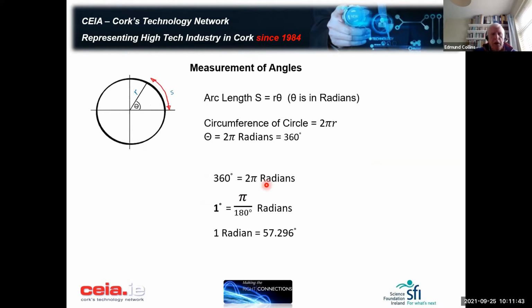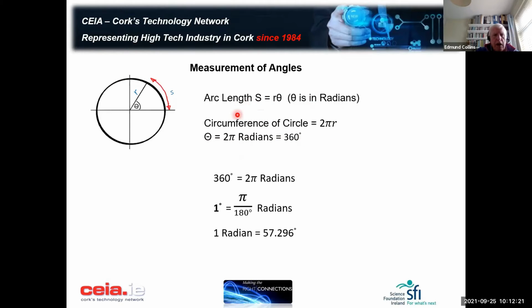So measurement of an angle. The arc length here, s, is r theta on this circle. But in this case, it's important that theta is in radians. You need to be very careful as well using calculators during the exam that the setting's correct. In some questions, the angles will be in degrees and your answer will be in degrees. In other questions, they may be in radians. So that switching on the calculator is very important. Now we all know that the circumference of a circle is 2 pi r.